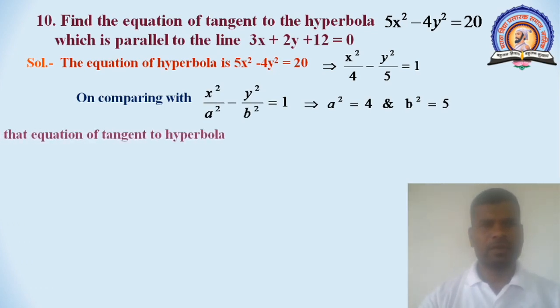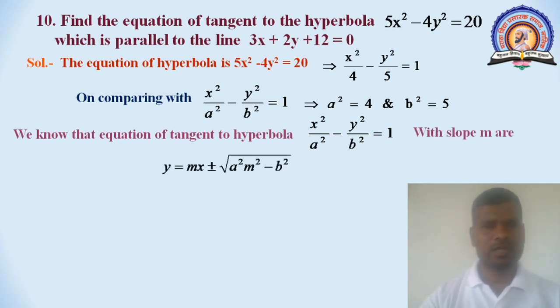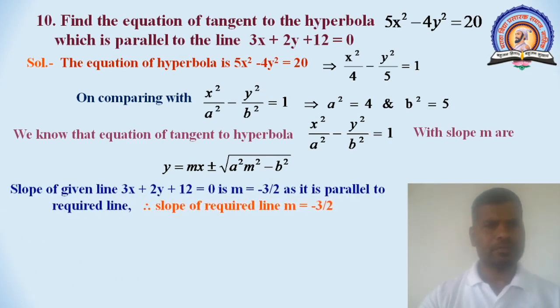Now the equation of tangent to the hyperbola x square upon a square minus y square upon b square is equal to 1, having slope m, is y is equal to mx plus or minus under root of a square m square minus b square. Now we know the value of a square as 4 and b square as 5, only to find the value of m. Now the given line is 3x plus 2y plus 12 is equal to 0.